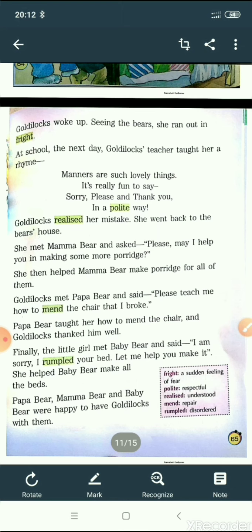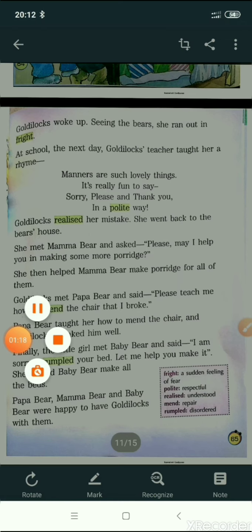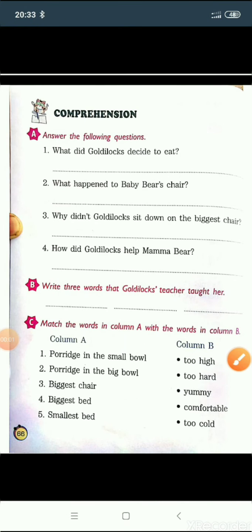So, children, this was the story of the chapter. And now we will be doing the exercise part of it. Now, from the exercise, first is comprehension. And in that, A, answer the following questions. Children, here you have to answer some questions. There are 4 questions, and answers are given in the chapter itself. We'll see one by one.